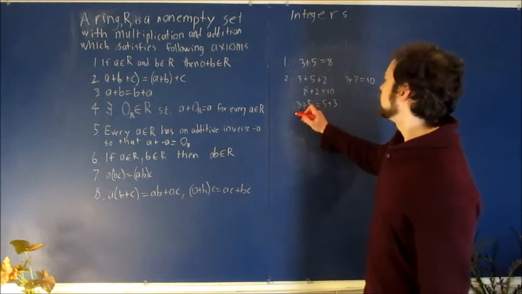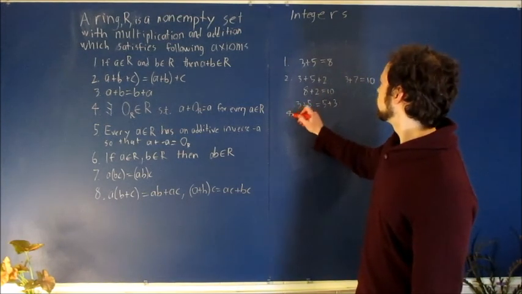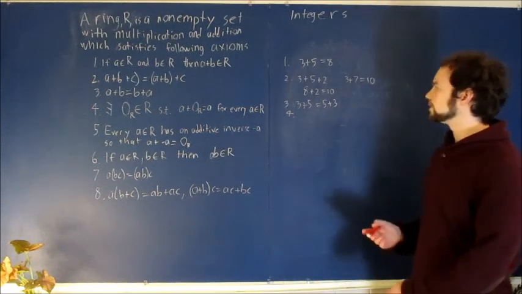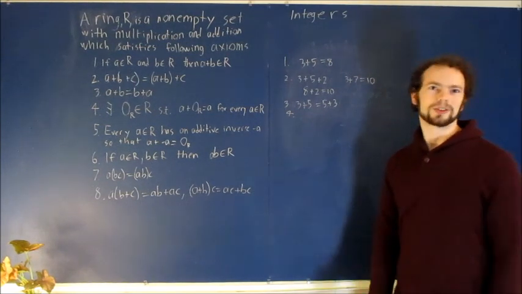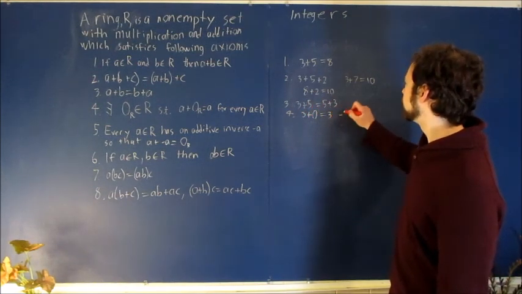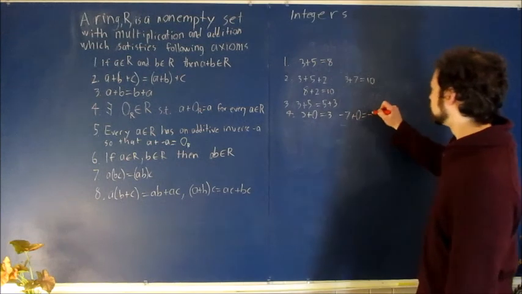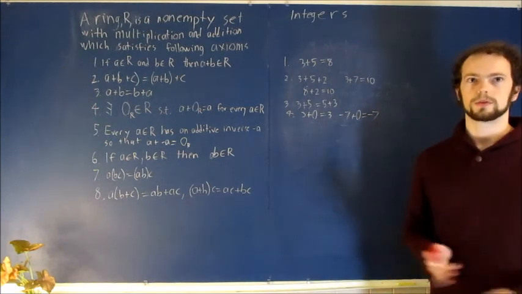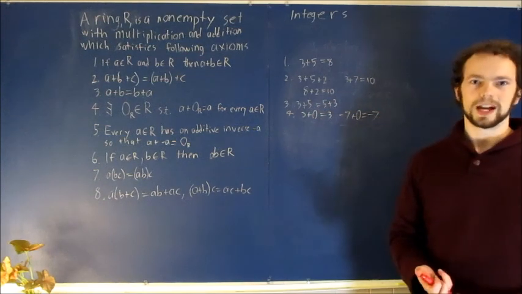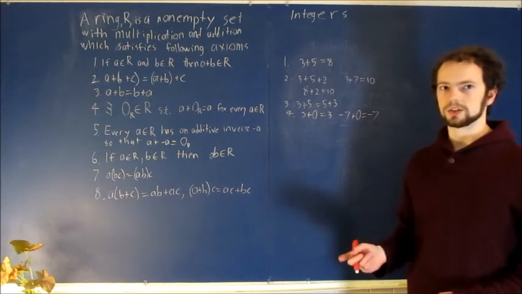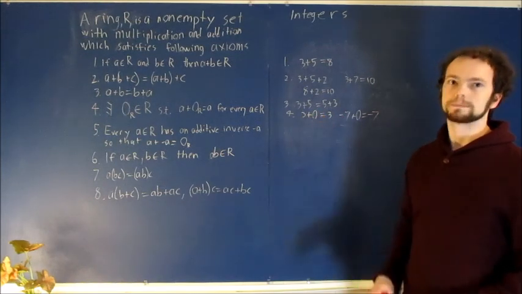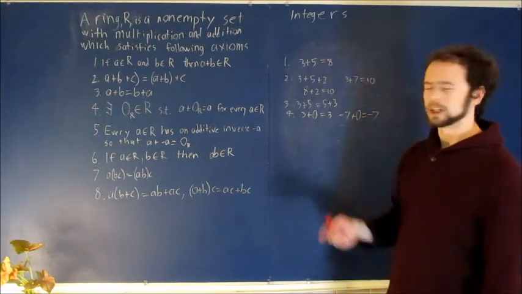Okay. Now the additive identity for the integers is just the number 0, right? 3 plus 0 equals 3. Negative 7 plus 0 equals negative 7, so on and so forth, right? This is, you know, more or less how 0 is defined, right? So it's not going to change a number if you add 0 to it. 0 is the additive identity for the integers.